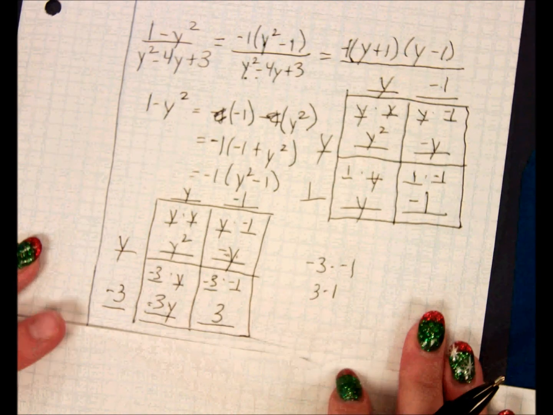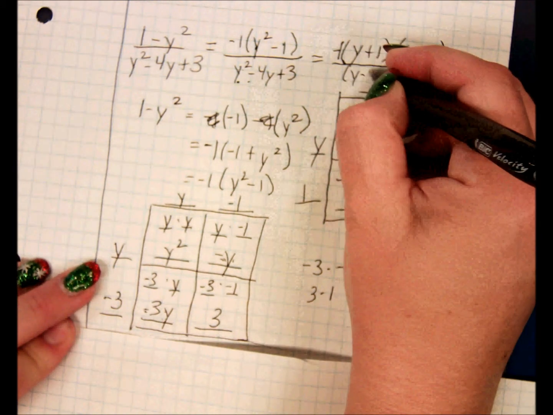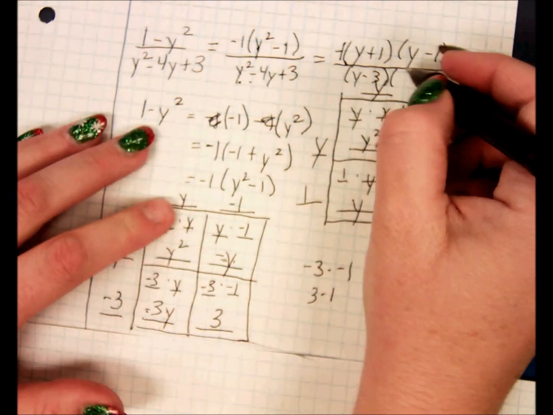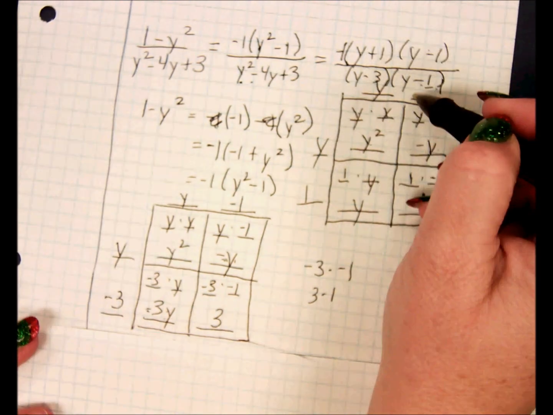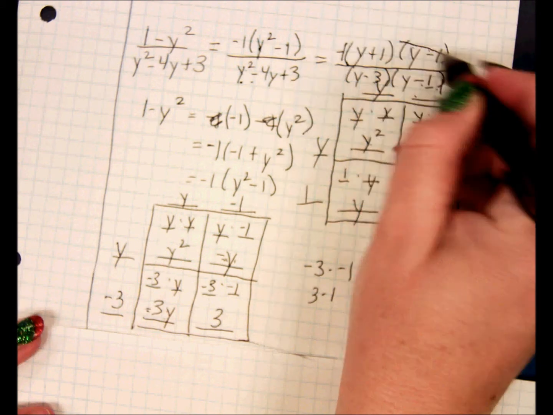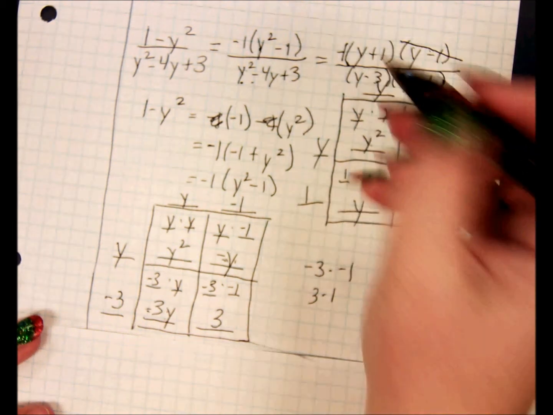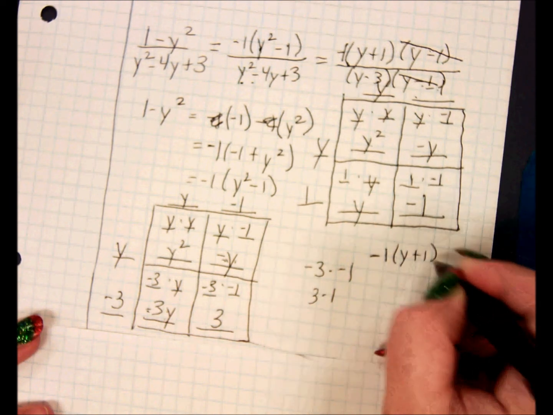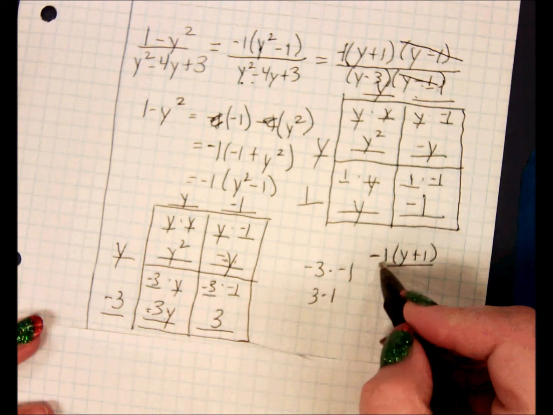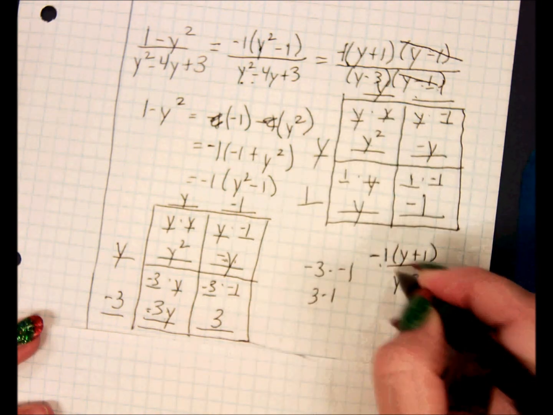So let's transfer that data up to the top problem here. Y minus 3 and y minus 1. And look at that. We have a y minus 1 in both places. So y minus 1 divided by y minus 1 is 1. And I'm left with, and I'm running out of room here, negative 1 times y plus 1 on the top and y minus 3 on the bottom.